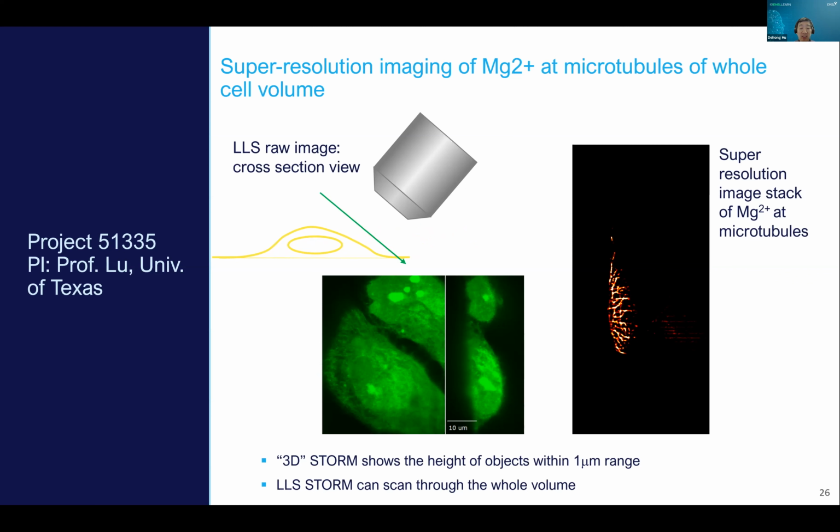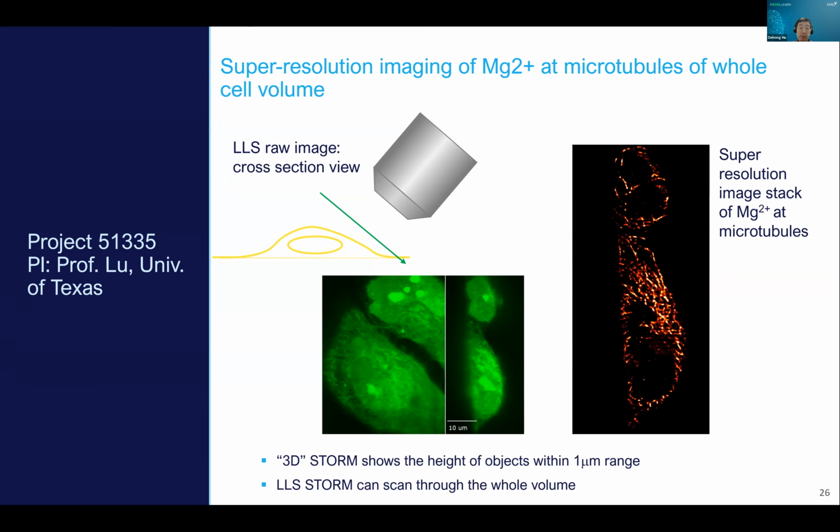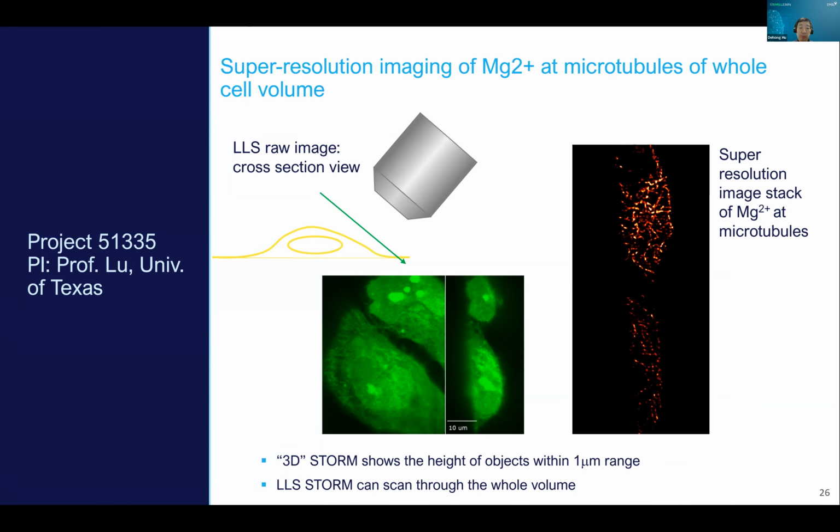The right-hand side is a super resolution image of this DNA sensor sensing the magnesium ion at the location of microtubules. So with the lattice light sheet microscope, we can image the whole cell volume with super resolution.